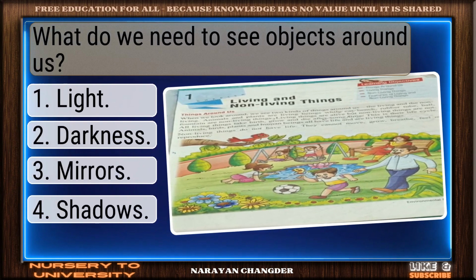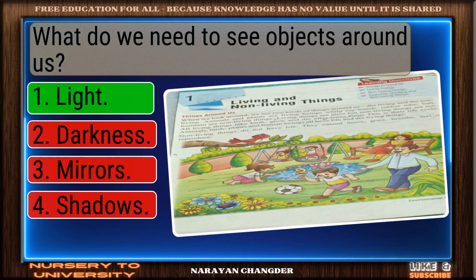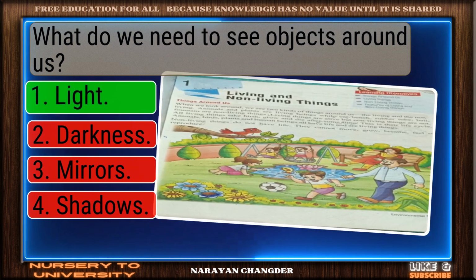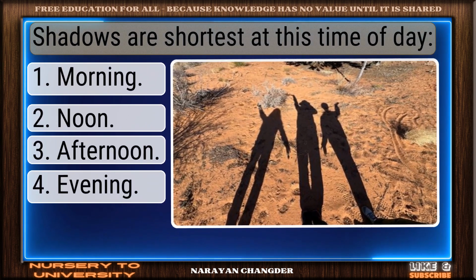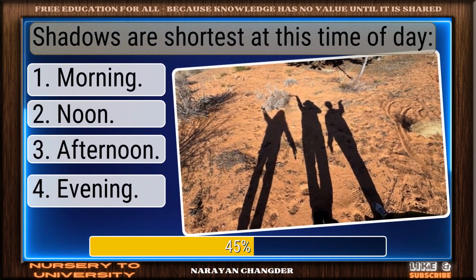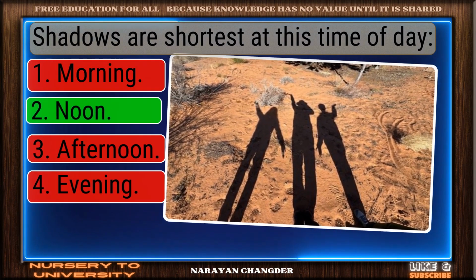What do we need to see objects around us? Nice selection. Light is the correct and valid answer. Shadows are shortest at this time of day. Solid response. Noon is a valid choice.